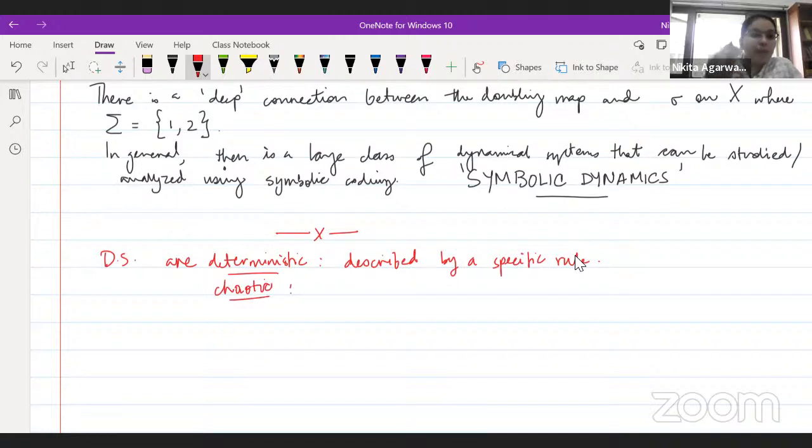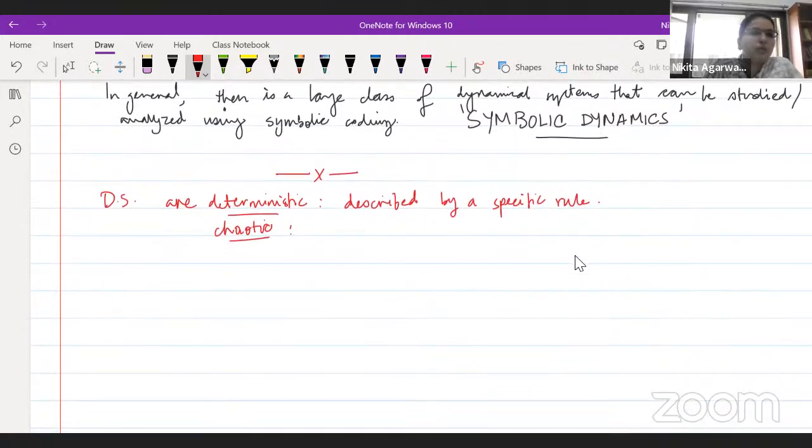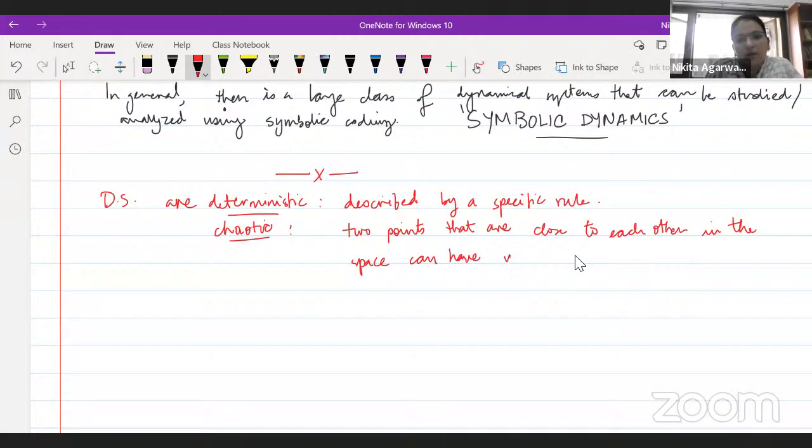I'm not getting into the mathematical definition of chaos, but I will give you an informal definition. By chaotic, what I mean is that two points that are close to each other in the space can have very different eventual behavior.